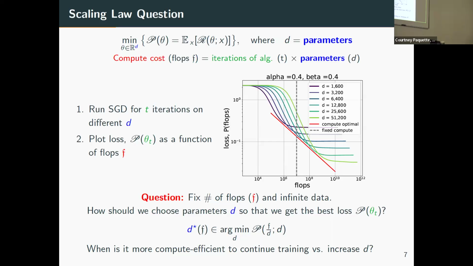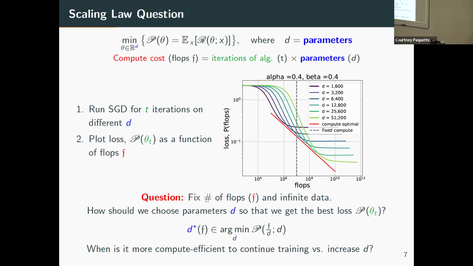So let me give you just a picture of what's happening. What I'm doing here is I'm running SGD for different D, so color indicates D, okay? And I'm plotting this on a log-log plot. So I'm writing my loss function as a function of flops, with flops and the loss right here. Okay, and fixing the flops means that I'm fixing some line here. Let's try to understand what's going on in this picture.